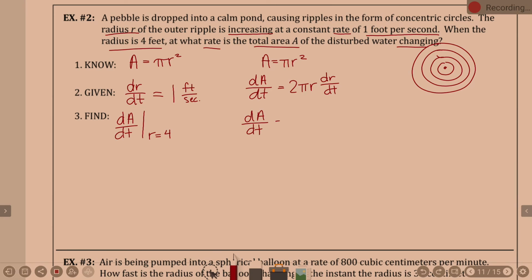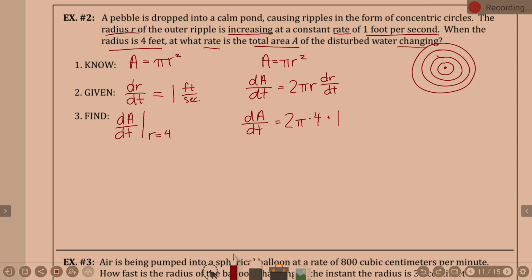2 is 2. Pi is pi. What did it say about r? When r is 4. You never plug that 4 in originally, because then we don't have an equation to differentiate and work with. So you always wait till you're getting to your answer. So now we're going to plug in 4. What about dr/dt? It equals 1, yes? dr/dt is 1. So you're going to substitute that 1 in also.